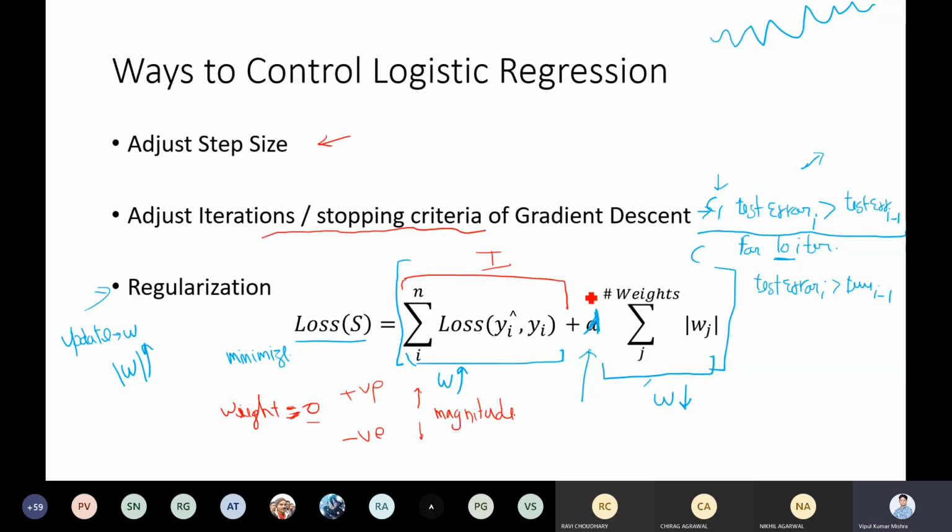So in order to control it, they add another term, the weighted sum, the sum of the weights. This is known as the L1 norm. L1 norm means you just take the sum of the magnitudes, or the mod of Wj. All weights will be added, whether positive or negative. In both cases, this second term will increase if weights are high. Getting?